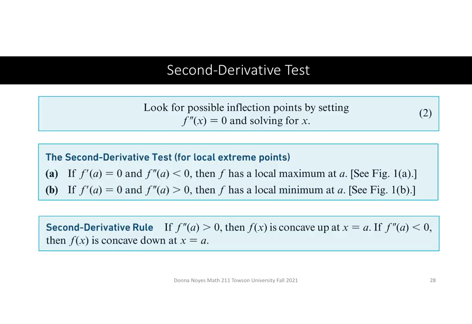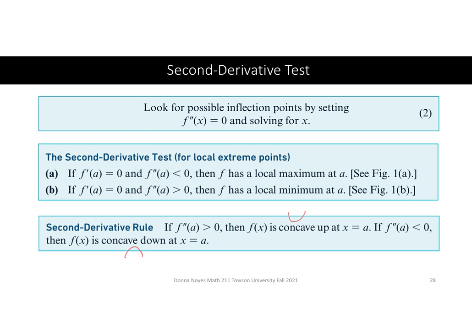So much like we can find critical points by finding where the first derivative is equal to 0, we can also find inflection points by finding out where the second derivative is equal to 0. So our second derivative rule says that if f double prime of a is positive, then f is concave up. And if f double prime of a is negative, then f is concave down at x equals a. And remember that concave up is our smiling happiness, and concave down is our frowning.